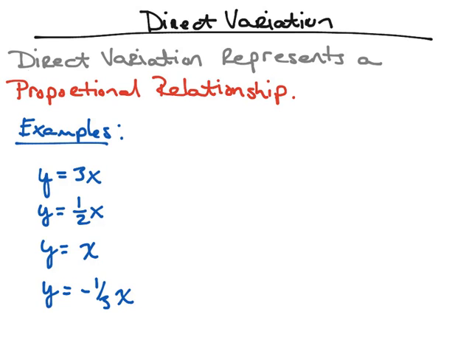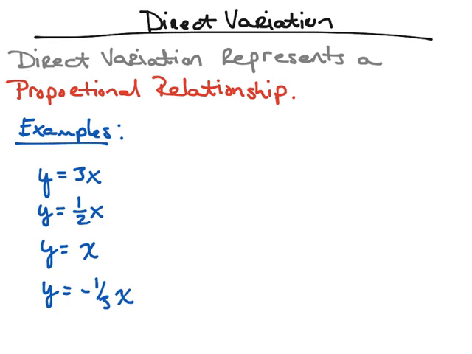Alright guys, in this video we're going to be looking at direct variation. Now first of all, direct variation simply represents a proportional relationship. And what I've done here is given you some examples of direct variations. y equals 3x would be one example, y equals 1/2 x would be another, y equals x, and y equals negative 1/3 x. These are all examples of direct variations.